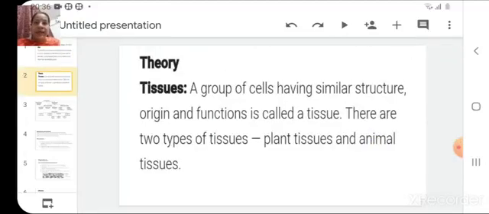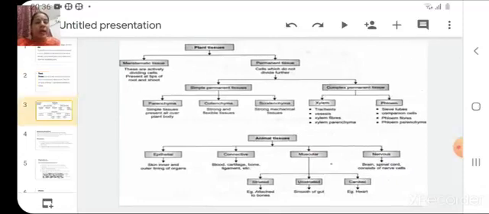After writing the aim, we will write about theory, in which we will write about tissues. That is, tissue is a group of cells having similar structure, origin and functions, and there are two types of tissues, plant tissues and animal tissues. You need not draw this flow chart, but just for understanding it is shown here that plant tissues can be divided into two parts, meristematic tissues and permanent tissues. Then permanent tissues can again be divided into two parts, simple permanent tissue and complex permanent tissue.